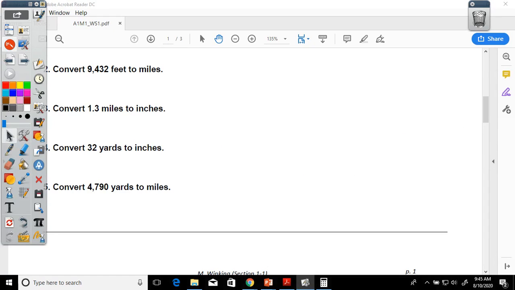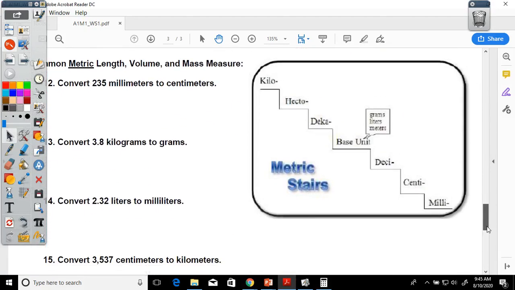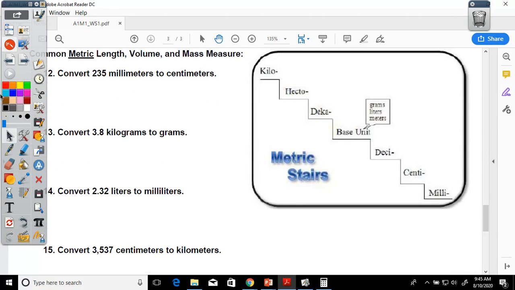All right, let's look at one more problem. Let's scroll all the way to the bottom. Let's look at one in metric, just so I say I covered metric. Convert 235 millimeters to centimeters. Okay, I'll pause the video and let you try this one. All right, guys, welcome back. Let's talk about what's been given to us and what we want. All right, the 235 millimeters has been given to us, and they want us to convert it to centimeters.